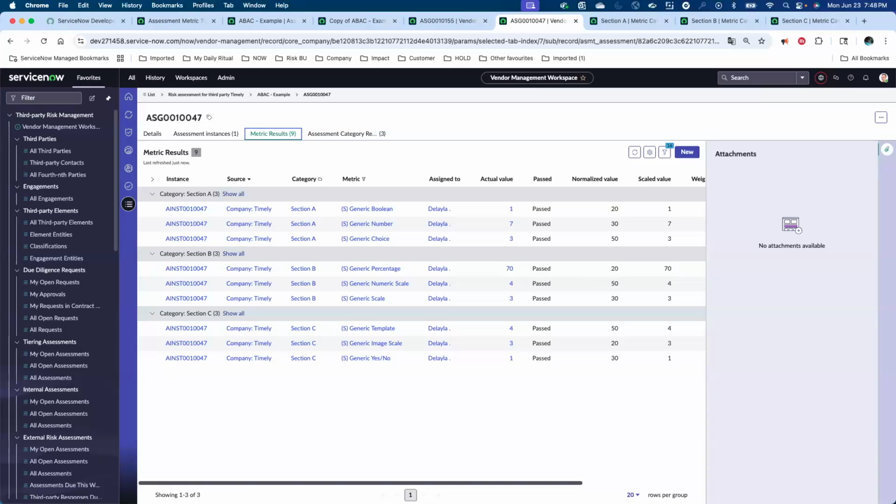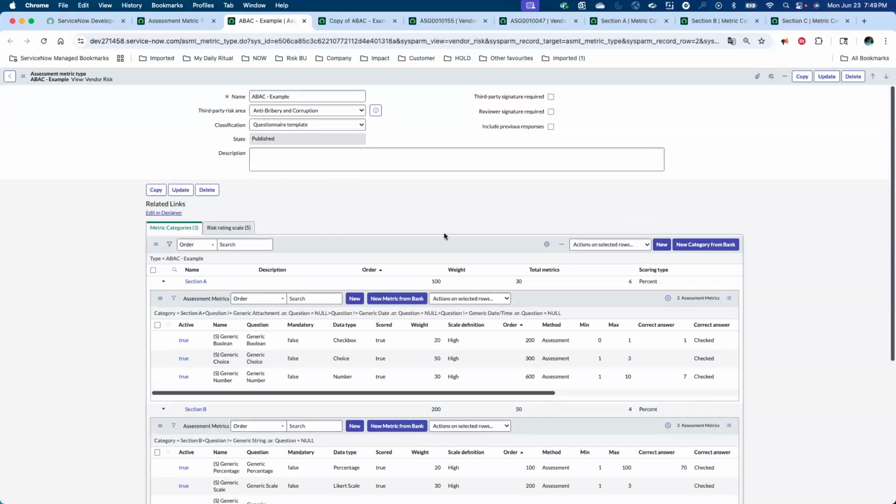All right, for our final portion of the demo, we are going to be focusing on going a little bit more deeper dive into an assessment result itself. So our focus here is going to be looking at two different types of questionnaires. Let's take the example of ABAC.